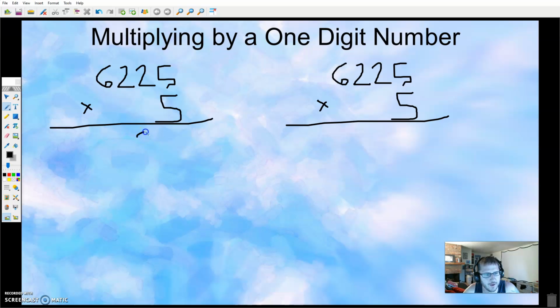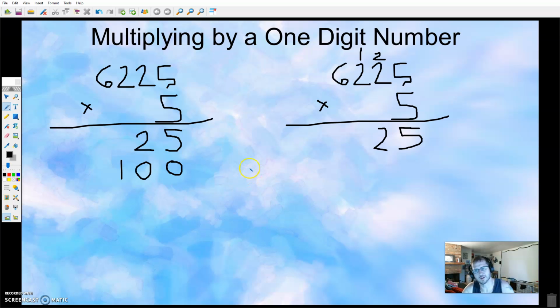5 times 5 is 25. If we did that over here, 5 times 5 is 25, but we're going to take the 5 and regroup the 2. 20 times 5 is 100. So here we're going to do 2 times 5 is 10, plus 2 is 12. I'm going to put my 2 and carry my 1. Now if you notice, I've got my 1 here, 1 there, 25, 25. So far you can see the correlation.